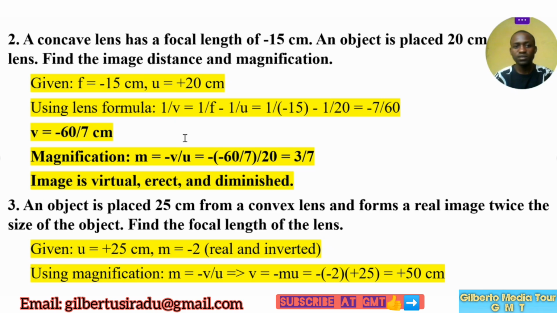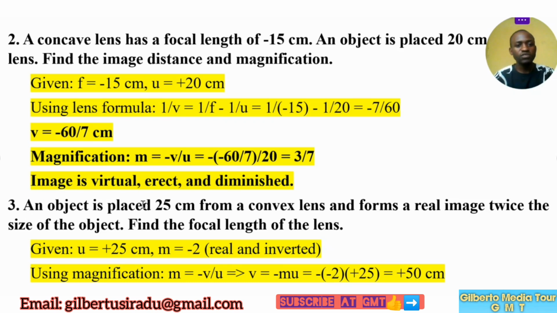It is a virtual image, so this negative sign means the image is on the same side as the object. For the magnification, we see the image is diminished. The image is virtual, erect, and diminished. So for a concave lens, the image distance is always negative, which means it is a virtual, diminished and erect or upright image. We can always consider this point.